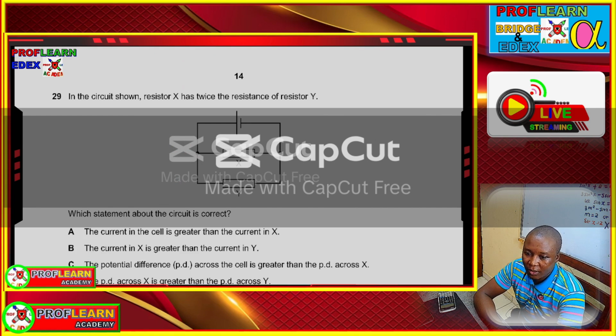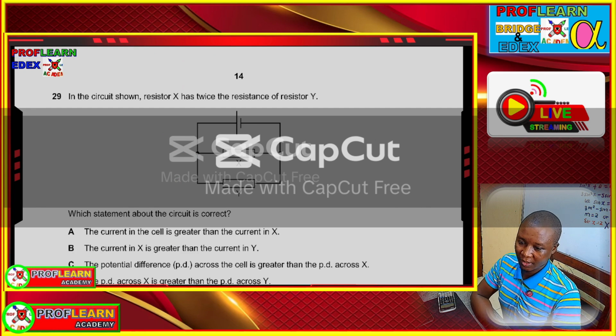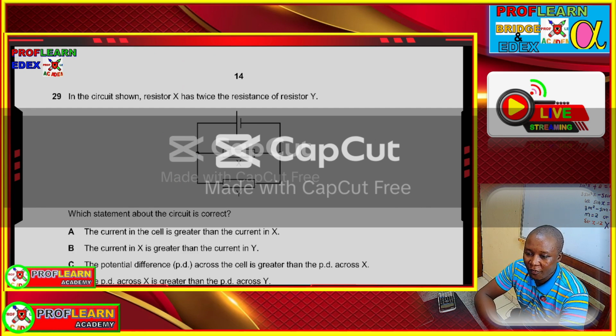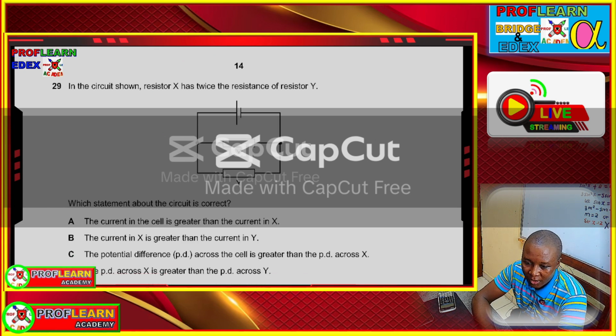In the circuit shown, resistor X has twice the resistance of resistor Y. If there is high resistance, less current is going to flow through that section. So less current will flow through X, because resistance opposes the flow of current. But since these two components are connected in parallel, they are going to have the same voltage or the same PD. So we are going to say which statement is correct.